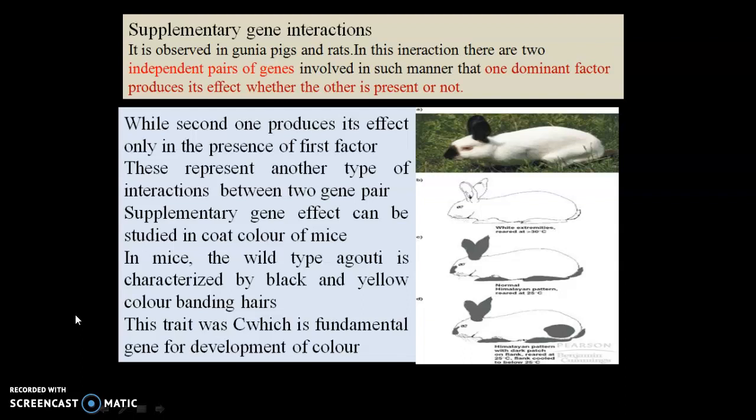The supplementary gene effect can be studied in coat color of mice. In mice, the wild type agouti is characterized by black and yellow color banding hairs. This trait has a capital C, which is the fundamental gene for the development of color.